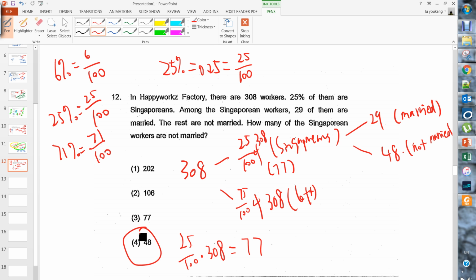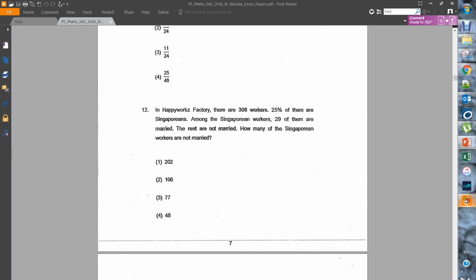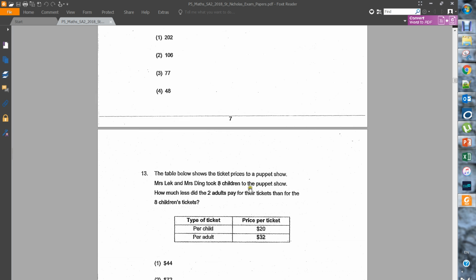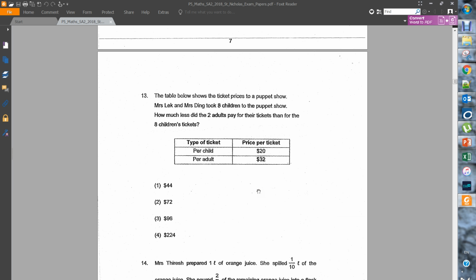Once again, what method is this? Branch method, right? Okay, very good. So next. So you must learn how to use the branch method. So this one is about what? This one is per ticket and then per child.